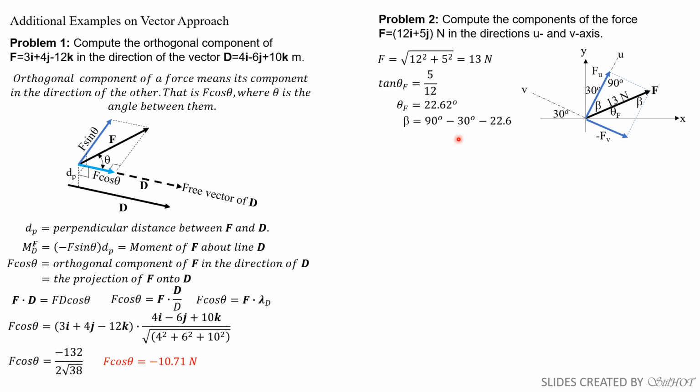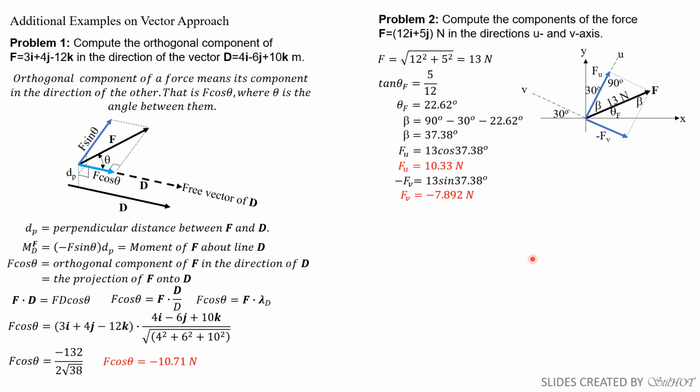So beta is 90 minus 30 degrees minus theta F, 22.62, so beta is 37.38 degrees. Therefore, FU is 13 cosine of beta by the basic scalar approach. So FU is equal to 10.33 newtons. Likewise, negative FV is equal to 13 sine of beta. So F sub V is equal to negative 7.892 newtons.